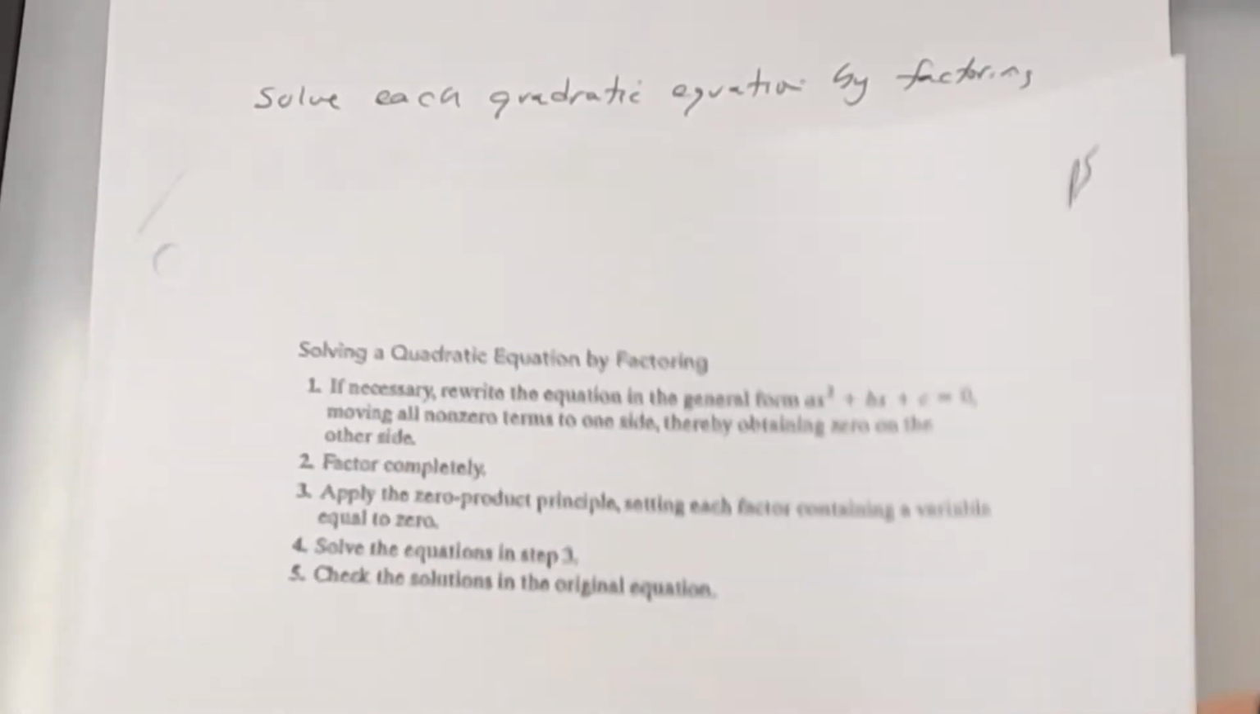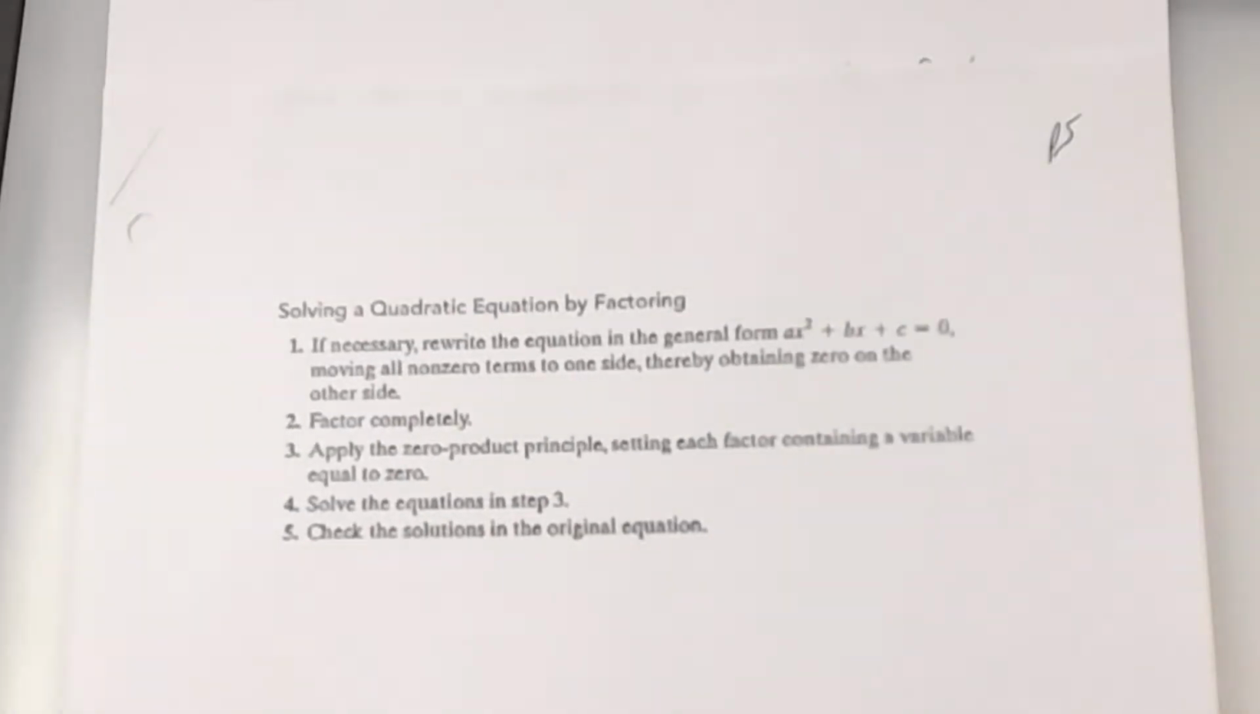So number 1, if necessary, rewrite the equation in general form, ax squared plus bx plus c equals 0. Then you factor completely. Number 3, apply the zero factor property. So we said each factor equal to 0. And then you solve the equation. And then you check if you want to check. Okay? All right, so that's what we did. We're going to do a few more again.